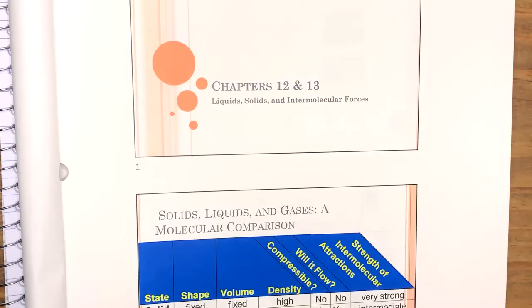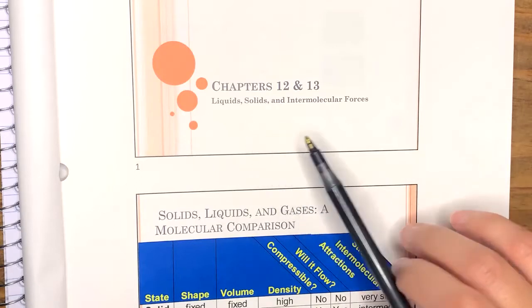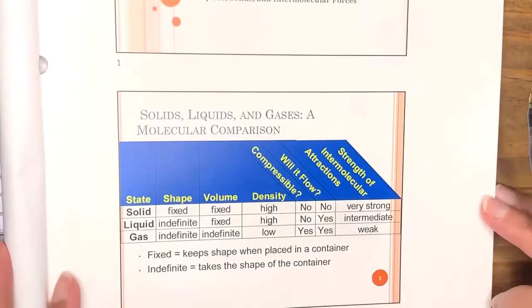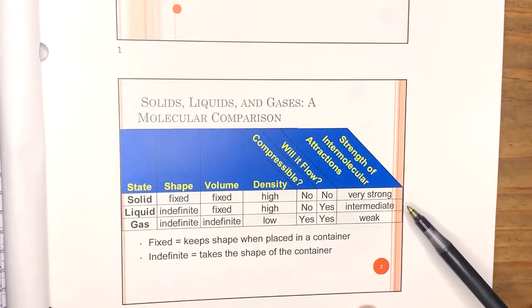Okay, so we're going to go over chapters 12 and 13. It's over solids, liquids, and intermolecular forces. Okay, so the first thing I want to talk about is the three different states, molecular comparisons.